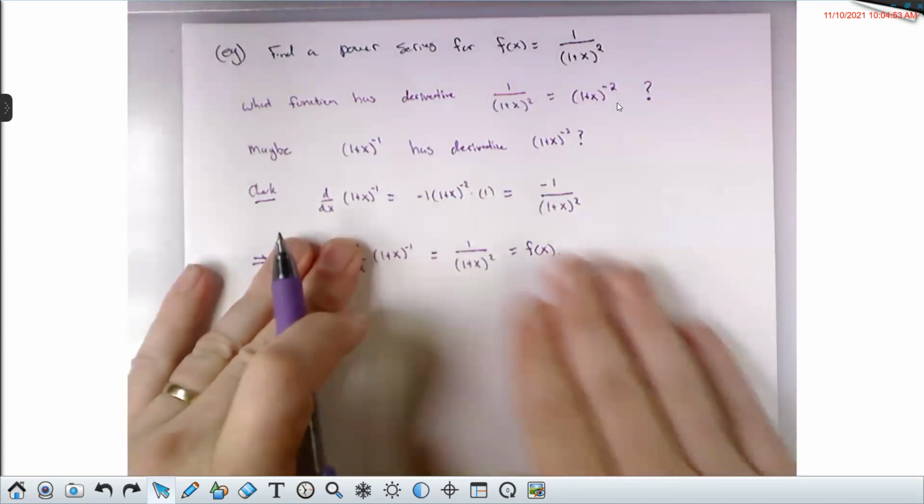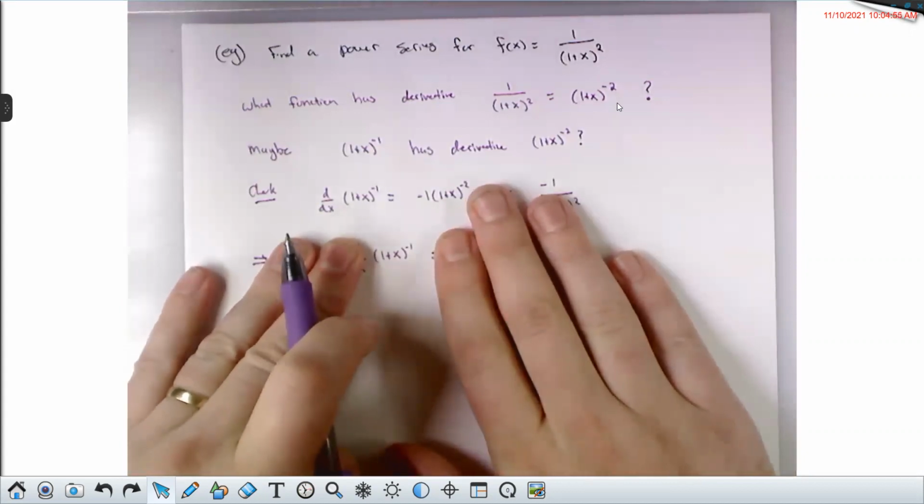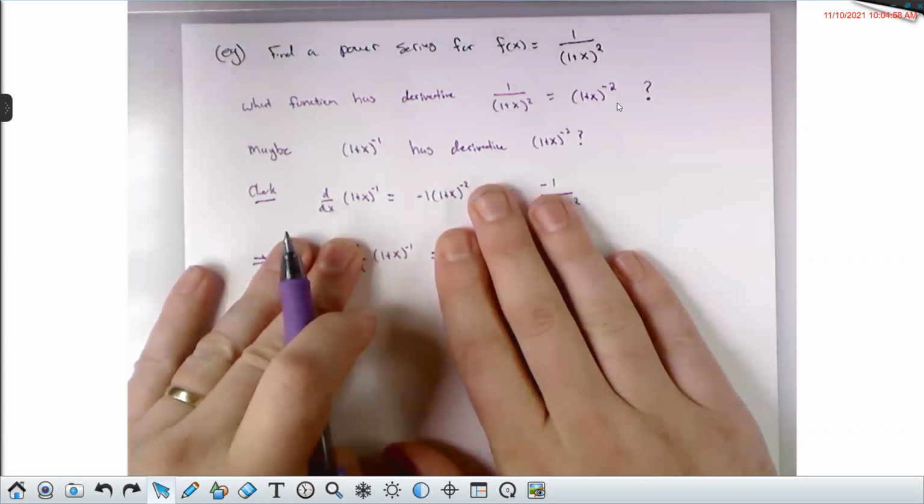Is it easy or hard to find a power series for the function (1 + x)^(-1)?